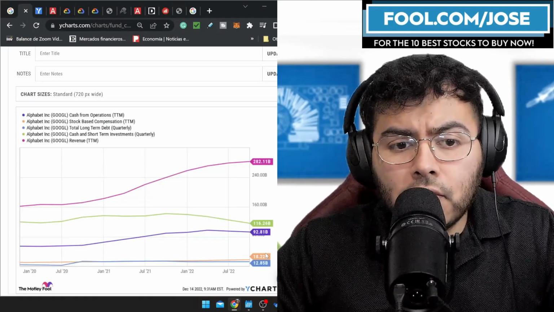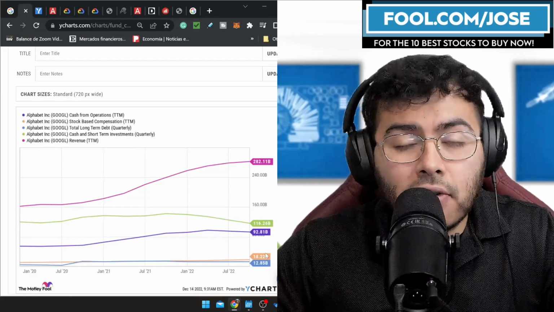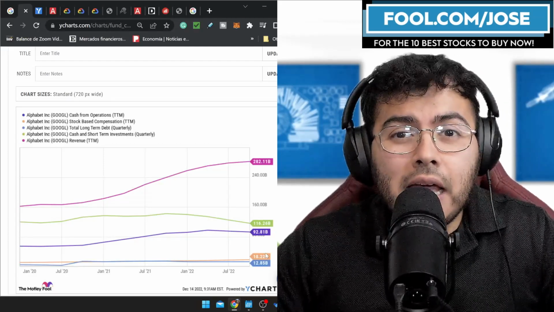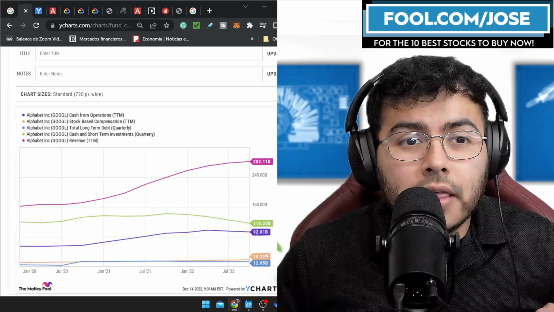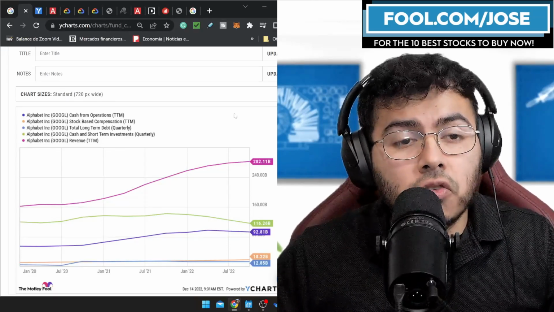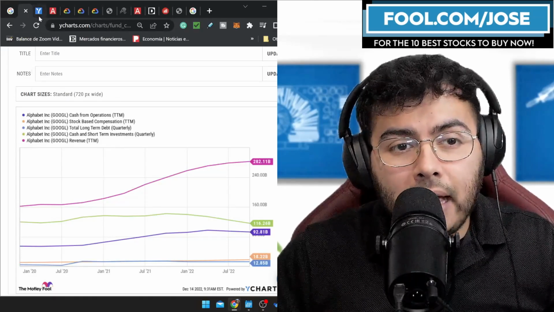Finally, if we take a closer look at total long-term debt, it's roughly $13 billion. So in my opinion, financial strength is one of the biggest reasons to be bullish for Alphabet, aka Google.